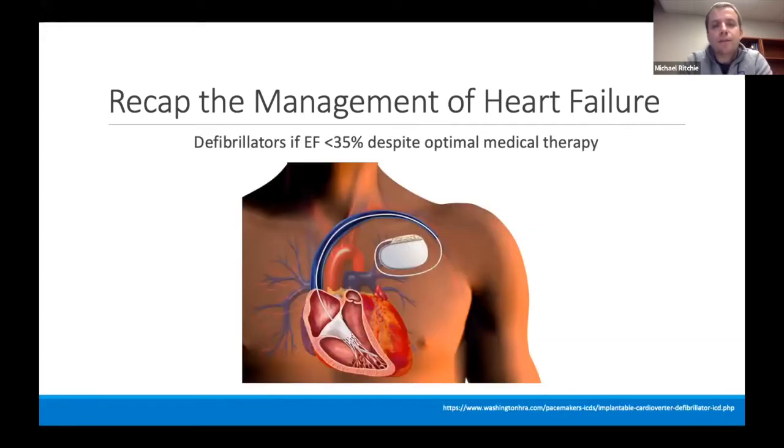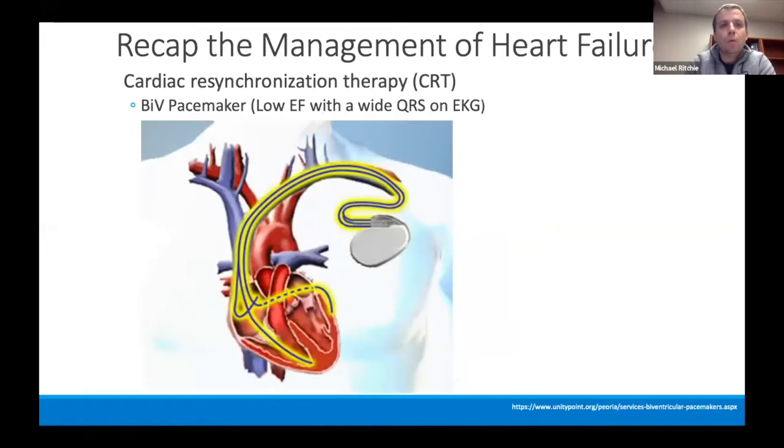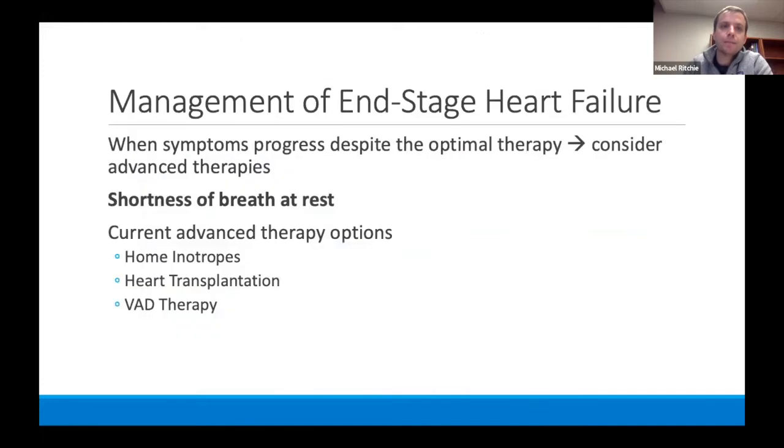With advanced heart failure, if they have an EF less than 35%, despite optimal therapy, they do recommend a defibrillator. And then if they have an EF that's less than 35% with a wide QRS, then they have ventricular dyssynchrony, and they recommend cardiac resynchronization therapy, which would be a BiV pacemaker. And that's where they pace both the right and the left ventricle at the same time. In order to do that, you would actually go through the coronary sinus. The LV lead goes on the outside part of the heart through the coronary sinus.